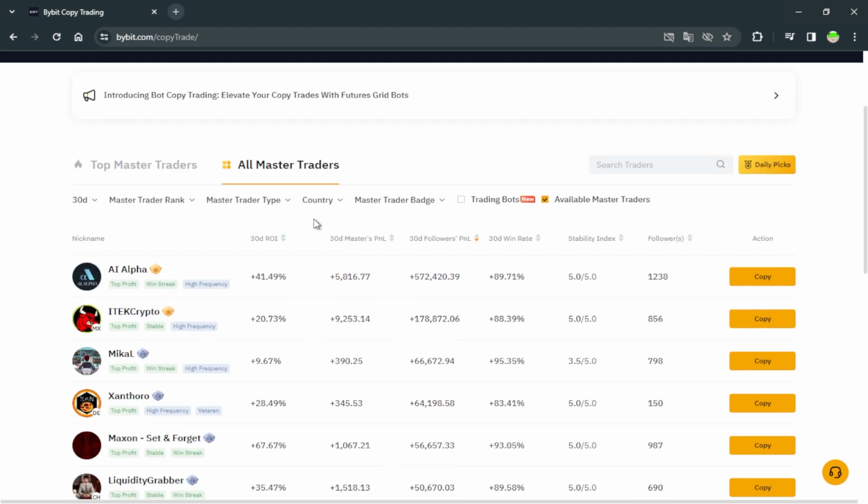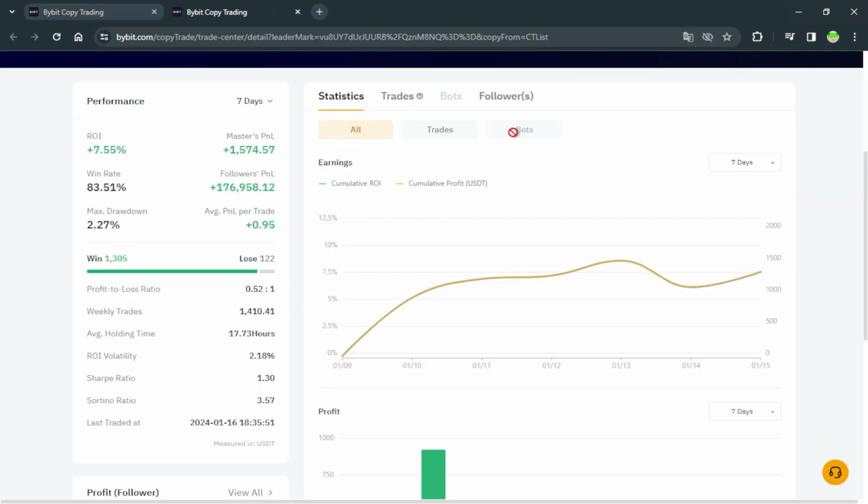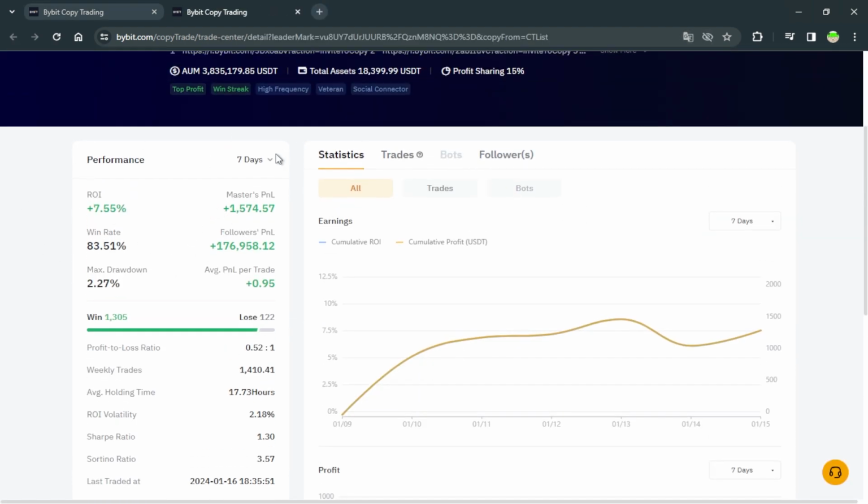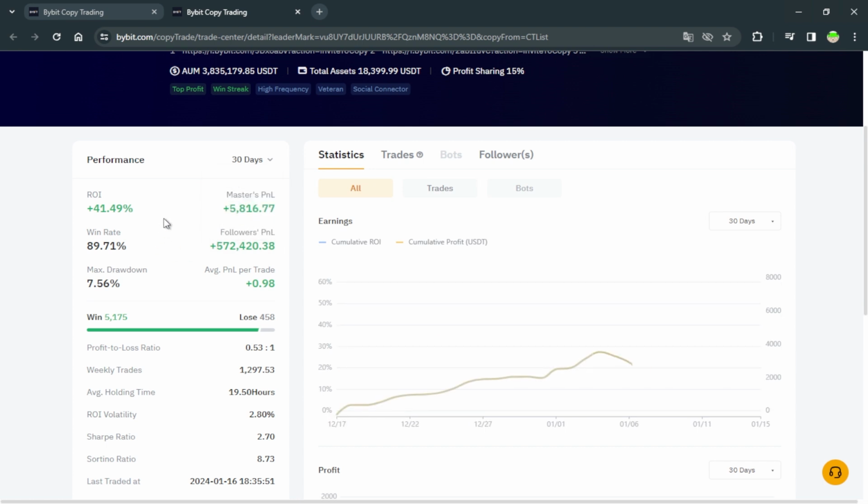That's very important. But the most important thing we pay attention to is how much his trades bring subscribers, what his win rate is, roughly speaking, positive trades, and so on. But we can study all this in detail by going to his page. Let's say we go to his page, and here we have detailed information for 7 days, but we choose 30 days. In 30 days, his ROI is 41%.